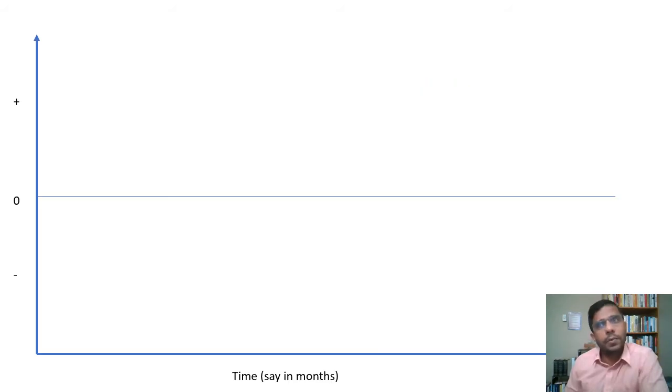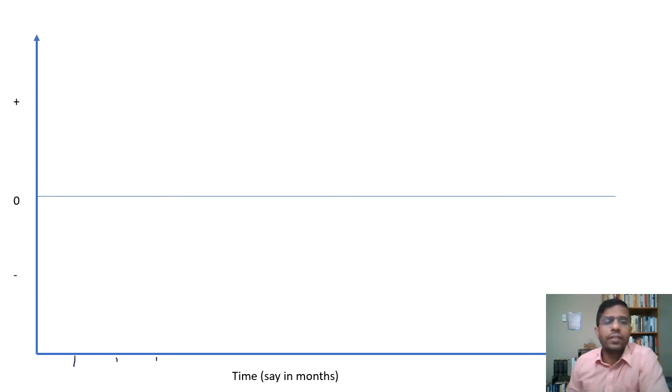Now, let me explain the same definition visually. Why? Because we are visual creatures and it becomes easier to understand difficult constructs if we represent them visually. So here we have a graph, a hypothetical graph. On the x-axis we have time, say in months, but it could be years, doesn't matter.